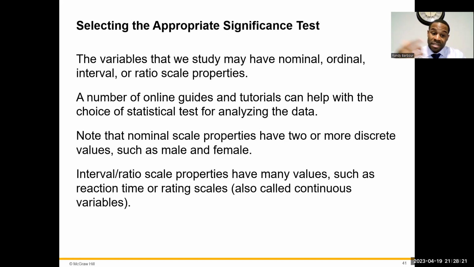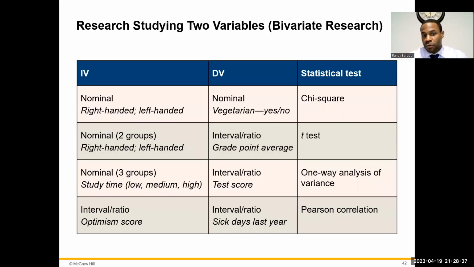So we'll talk about those things, continuous variables, discrete variables. All of those things play a big role in what you're going to do with your variables, and how you're going to statistically analyze those things. Okay, so if you're looking at nominal variables, right, you got your IV, your DV are both nominal, right, chi-square. Okay, if you have two nominal variables and then you have your DV is an interval or ratio, it's a t-test.